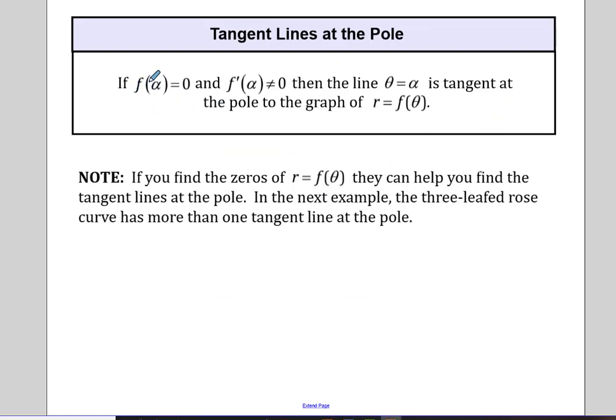In this example, if we have the function value equal to 0 or the derivative at that function value not 0, then we know that the line theta equals our alpha value is tangent to the pole of the graph of that polar function. So in other words, if you find the zeros of r equals f of theta, they can help you find the tangent lines at the pole. In the next example, we're going to look at a 3-leafed rose curve that has more than one tangent line at the pole. So let's take a look at that.